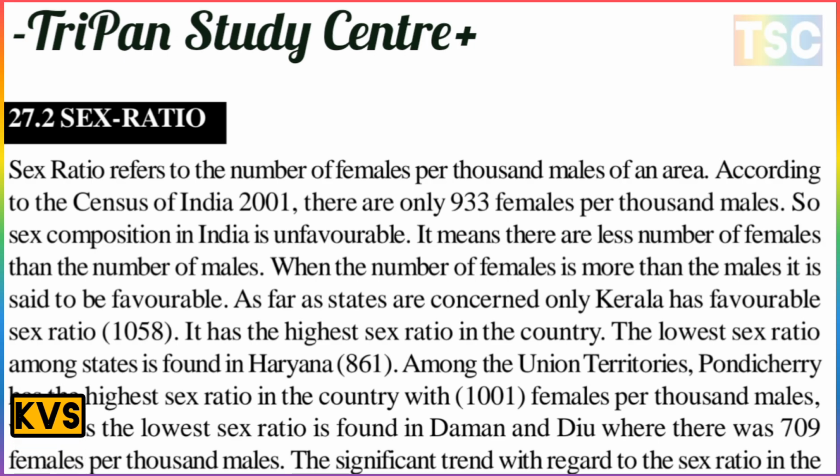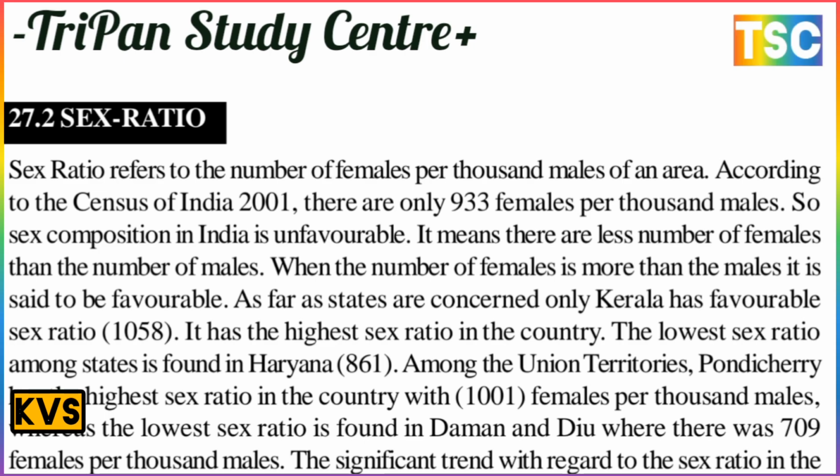When the number of females is more than males, it is said to be favorable. As far as states are concerned, only Kerala has a favorable sex ratio, 1058 females per thousand males. It has the highest sex ratio in the country.